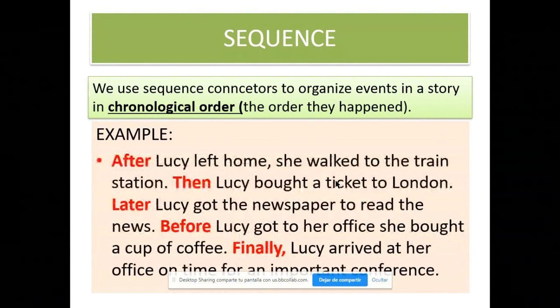So, for example, after Lucy left home, she walked to the train station. Then Lucy bought a ticket to London. Later, Lucy got the newspaper to read the news. Before Lucy got to her office, she bought a cup of coffee. Finally, Lucy arrived at her office on time for an conference.